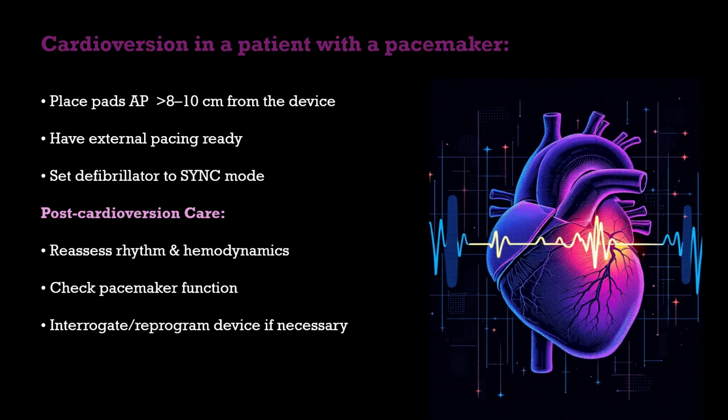Another important point is for a patient who has a pacemaker and develops tachycardia needing cardioversion. For the pacemaker, which has no coils or defibrillator function, we place the pads antero-posterior, trying to be 8 to 10 centimeters away from the device. We should also have external pacing ready and set the defibrillator to synchronized mode. After achieving cardioversion, we should assess the rhythm and hemodynamics, check pacemaker function, and reprogram the device if necessary.